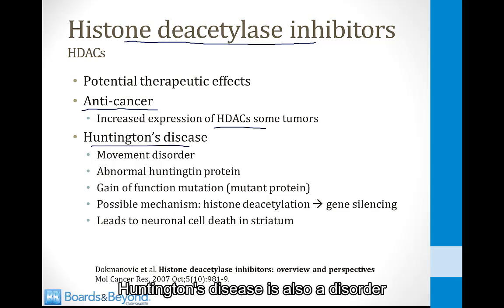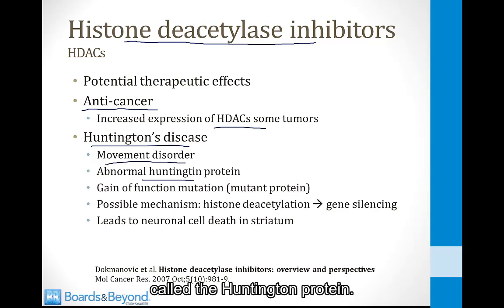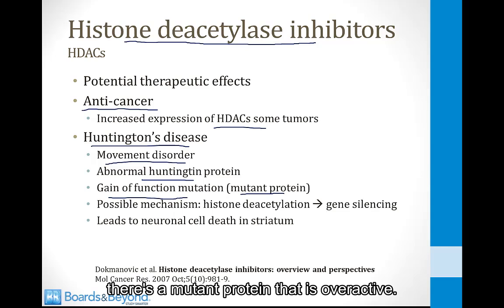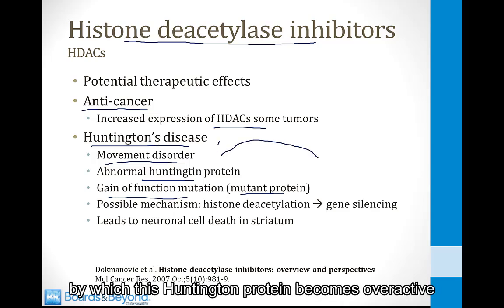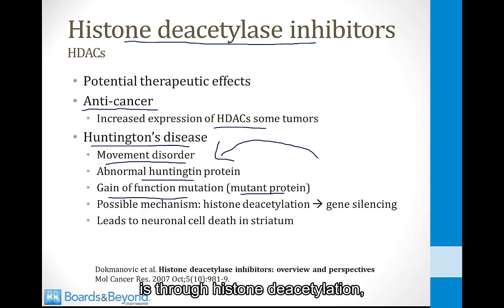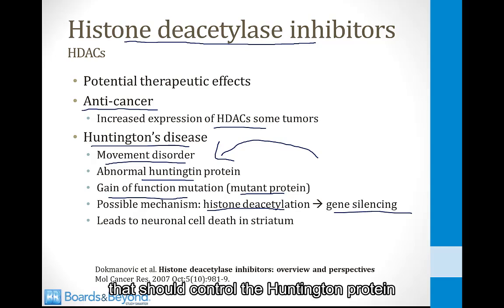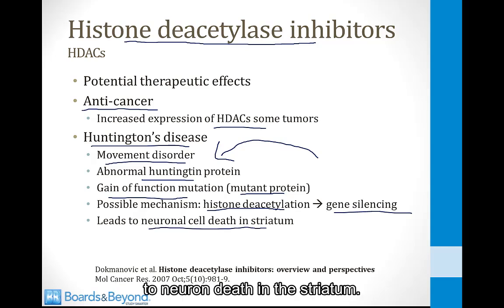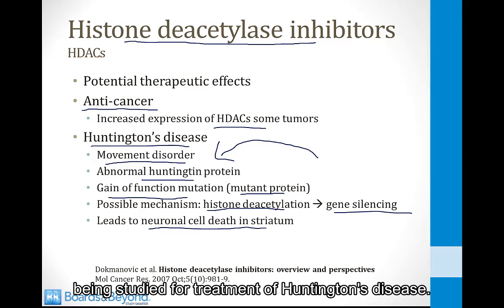Huntington's disease is also a disorder where histone acetylation may play a role. I discussed this in the neurology modules. It's a movement disorder where patients have an abnormal protein called the Huntington protein. This is a gain of function disease. There's a mutant protein that is overactive, and one of the possible mechanisms by which this Huntington protein becomes overactive is through histone deacetylation, which silences genes that should control the Huntington protein. And it's thought that this may lead to neuron death in the striatum. So there are histone deacetylase drugs being studied for treatment of Huntington's disease.